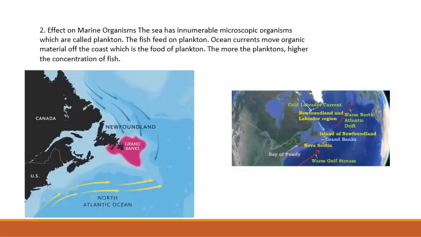So some of the famous fishing grounds of the world are the Grand Banks, where the warm Gulf Stream and the cold Labrador current meet. Then in Japan also we have rich fishing grounds because of the meeting of the warm Kuroshio current and the cold Oyashio current.